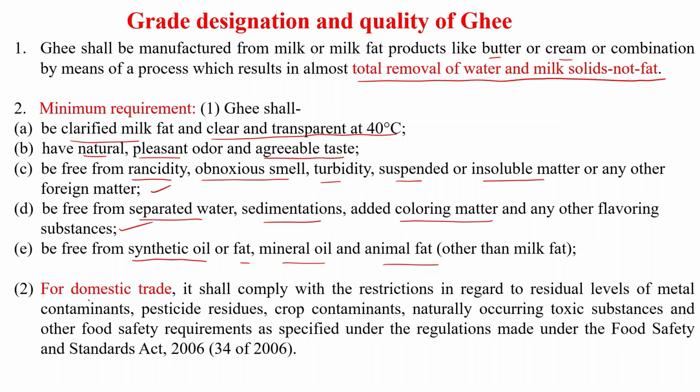Now, if the ghee is meant for the domestic trade, then it shall comply with the restrictions in regard to the residual levels of metal contaminants, pesticide residues, crop contaminants, naturally occurring toxic substances, and other food safety requirements as specified under the regulations made under the FSSAI 2006. So if it is meant for the domestic grade, these requirements specified by FSSAI 2006 should be complied with.